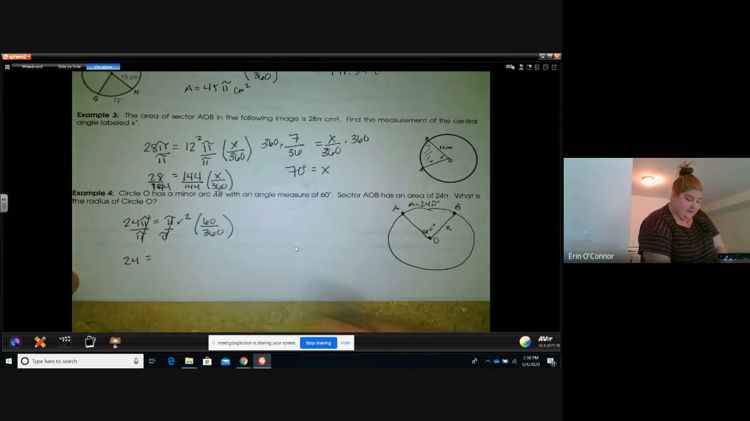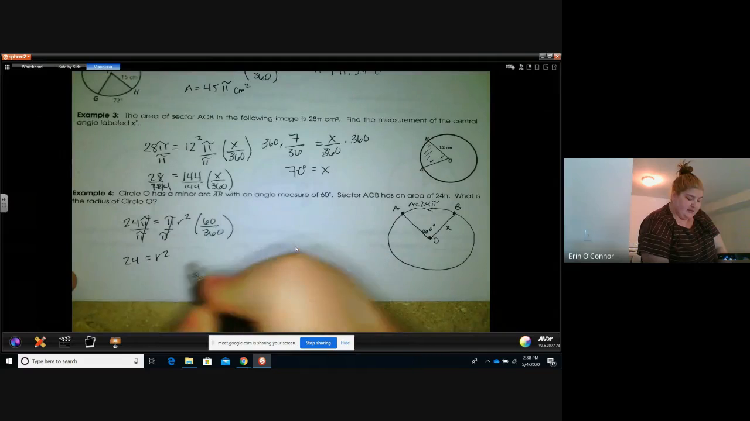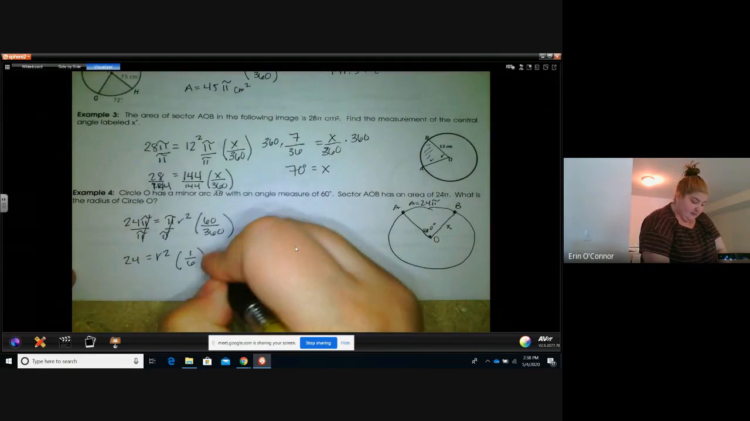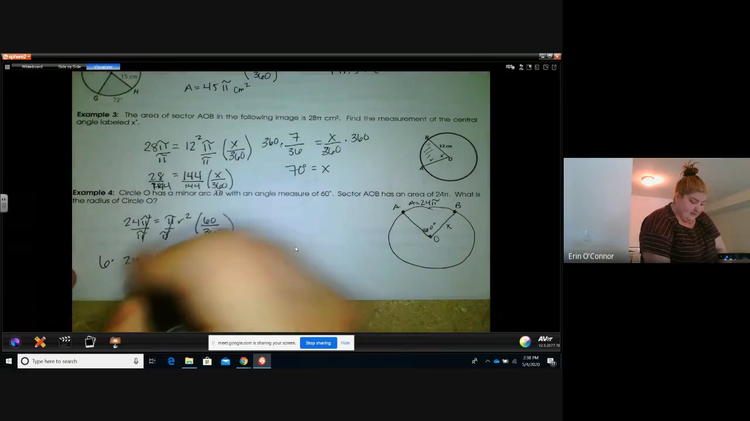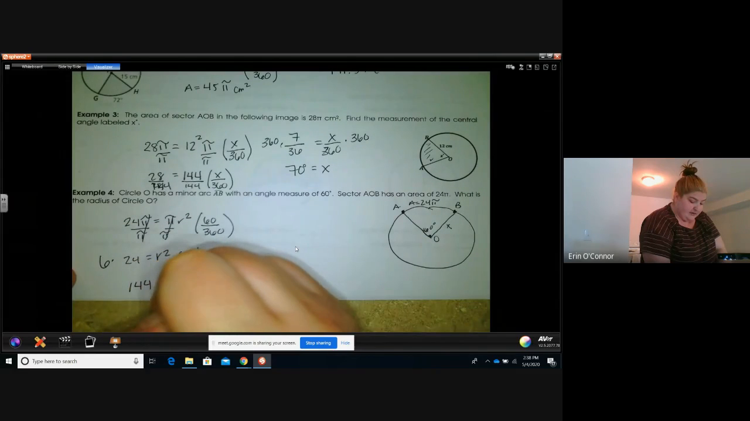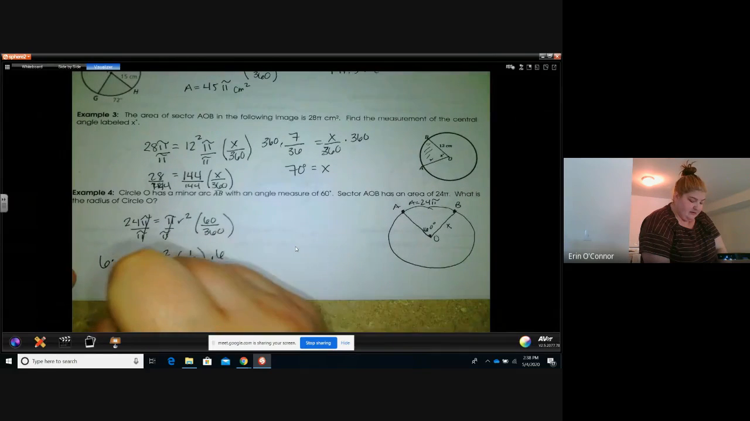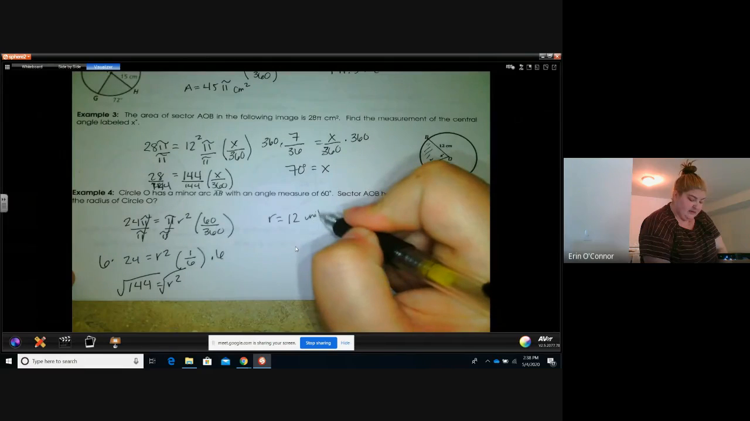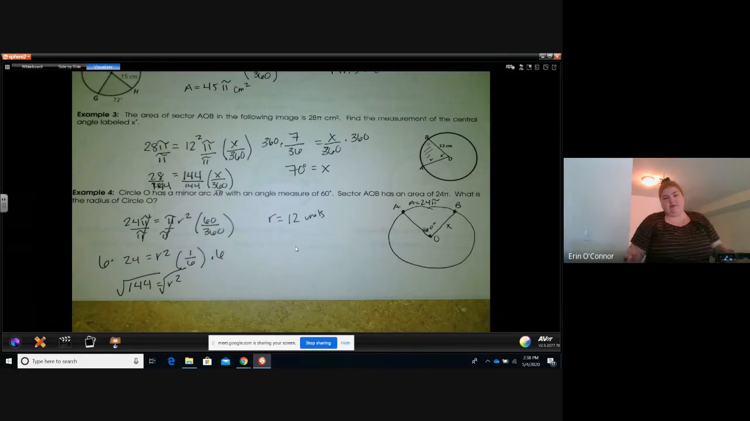24 is equal to r squared, and 60 over 360 reduces to 1/6. Get rid of the 1/6, so we're going to multiply by 6. We get 144 is equal to r squared. Take the square root of both sides, and r is equal to 12. They don't have units, so we're going to say 12 units. We don't know what the measurement is.